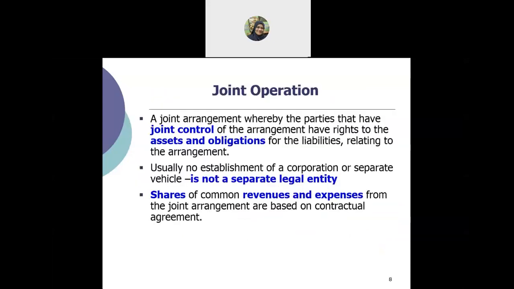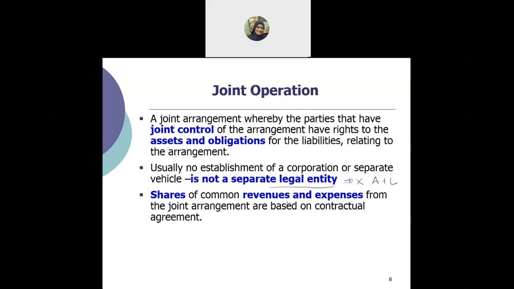Okay, so we look at the joint operation first. For joint operations, it is a joint arrangement whereby the parties that have joint control of the arrangement have the rights to the assets and obligations for the liabilities relating to the arrangement. Usually there is no establishment of a corporation or separate vehicle. It is not a separate legal entity. Why is it so? Because it cannot have its own assets and liability.